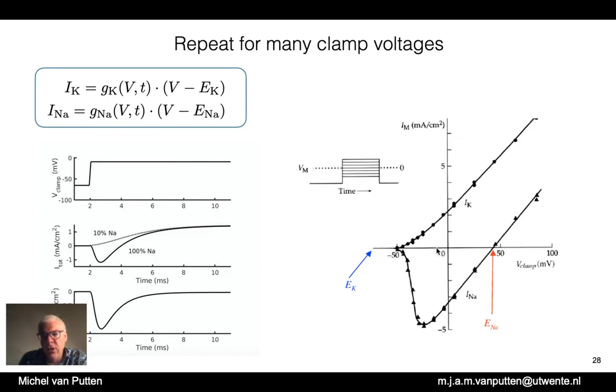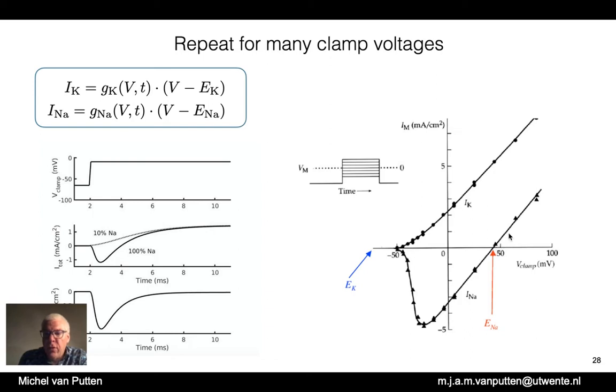Now again, you see that if you increase the clamp voltage, which is on the x-axis, the sodium current increases, the maximum value of the sodium current, while the potassium current initially increases with an opposite sign, and eventually it becomes 0, and that's exactly where the clamp voltage has the same value as the physiological Nernst potential of sodium, in this case approximately 40 millivolts.